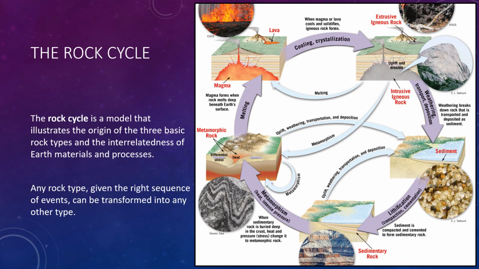The rock cycle. This is a model that illustrates the origin of the three basic rock types and the interrelatedness of Earth materials and processes. The rock cycle allows us to see many of the interactions among the components and processes of the Earth system. It helps us understand the origins of igneous, sedimentary, and metamorphic rocks and how these rocks are connected. In addition, the rock cycle demonstrates that any rock type, given the right circumstances or sequence of events, can be transformed into any other type.